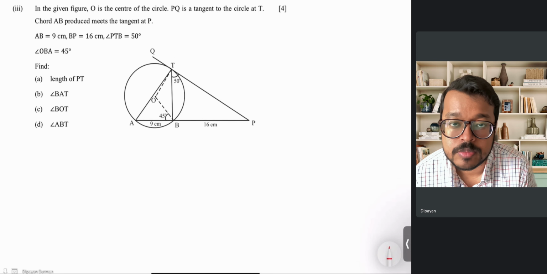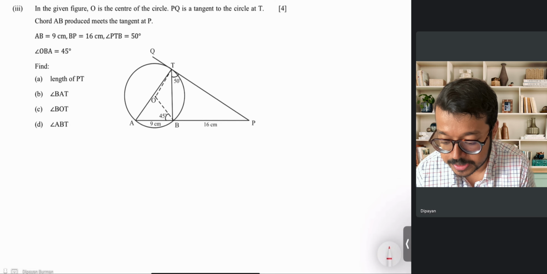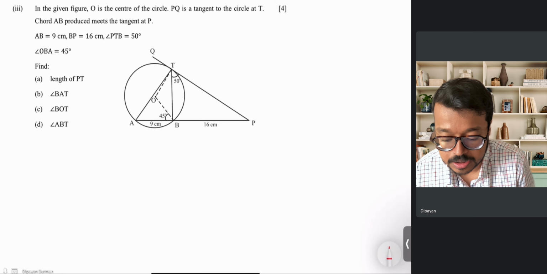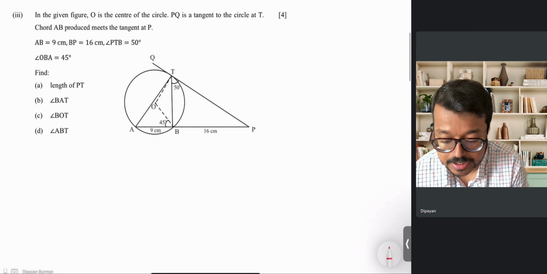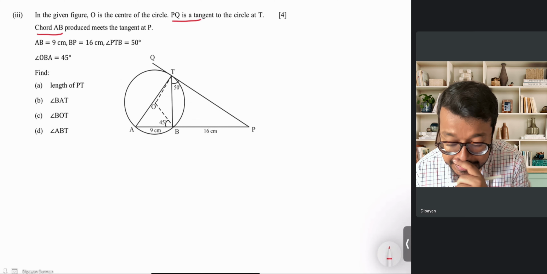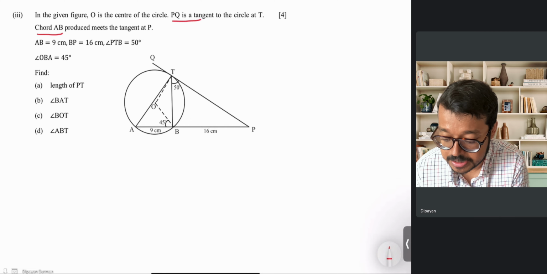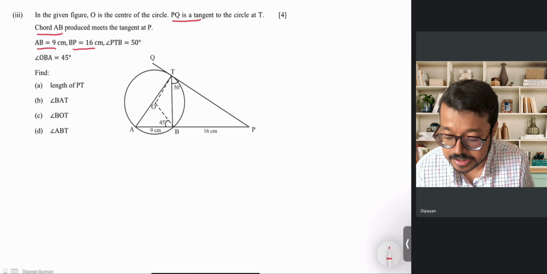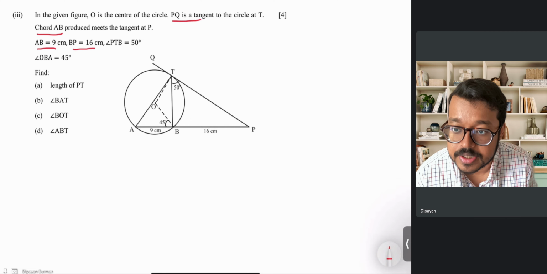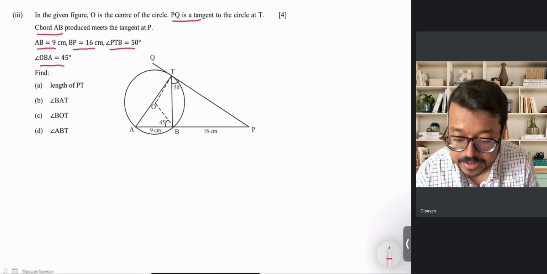Let's solve some more questions from circles and tangents. In the first question, it's given that O is the center of the circle, PQ is a tangent to the circle at T, chord AB produced meets the tangent at P. Then some lengths are given, AB is 9 centimeter, BP is 16 centimeter, and some angles are given. Angle PTB is 50 degree, OBA is 45 degree.